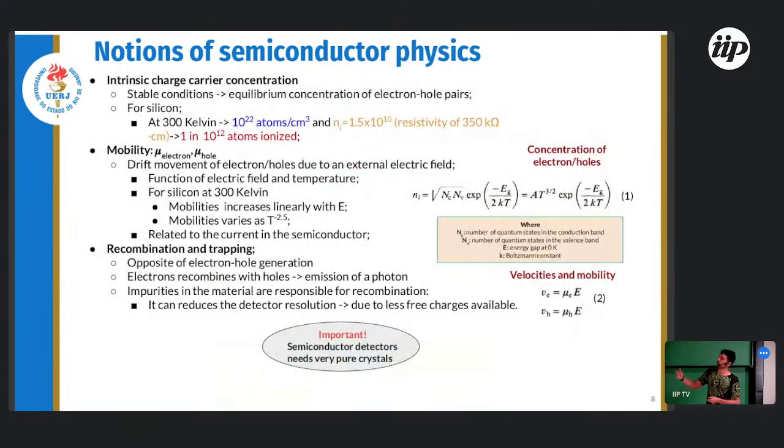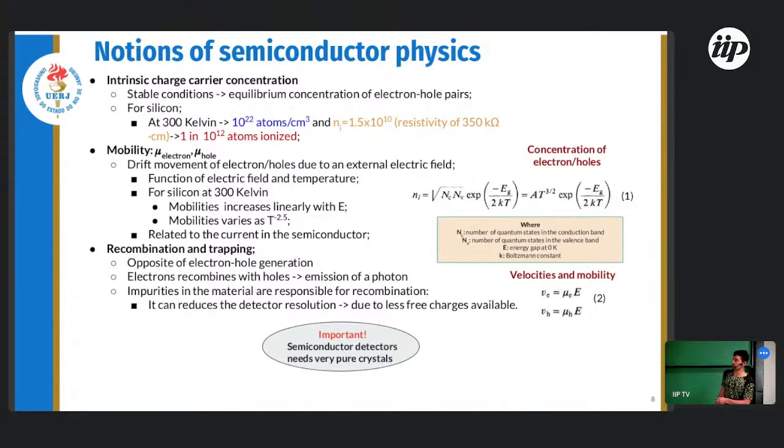Okay, now 3 more definitions that we can approach. The first one is that at equilibrium, we have the same numbers of electrons and holes, and this we can calculate from the Fermi-Dirac statistics using this equation here. And I leave this as an exercise for you as well. And this mainly depends on the temperature of the material and the energy gap of the material.